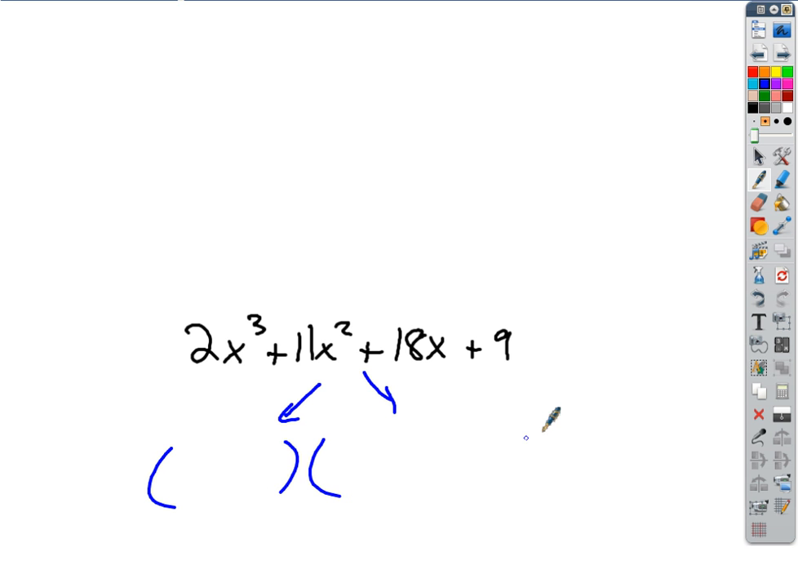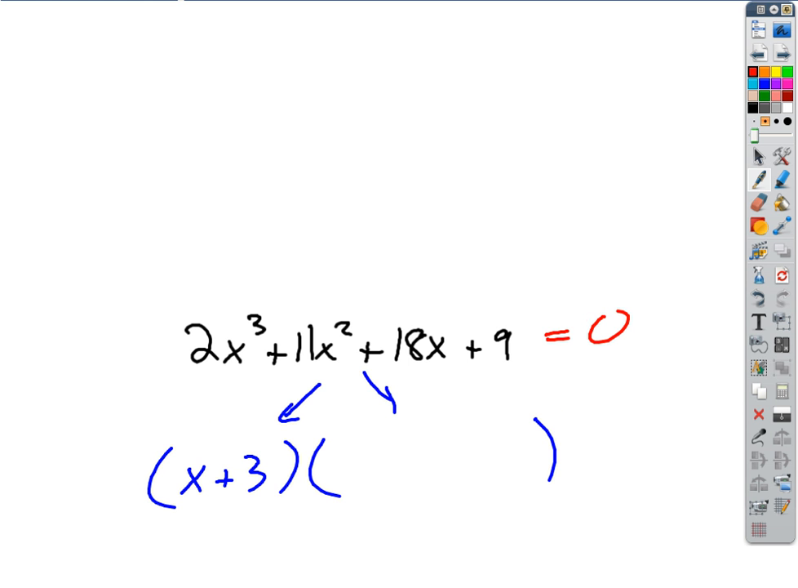One of the factors has to be x plus 3, because remember that the whole point of factoring is for us to be able to solve the polynomial equation. When this whole thing is equal to 0, we want to be able to find the zeros, right? That's what factoring does for us. That's why we do it in the first place.